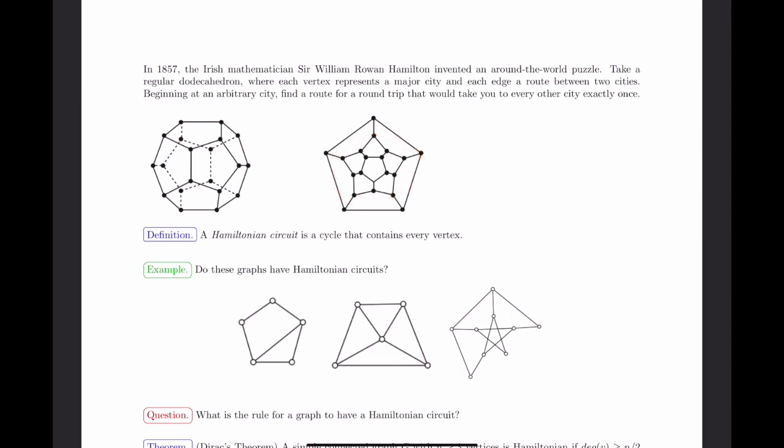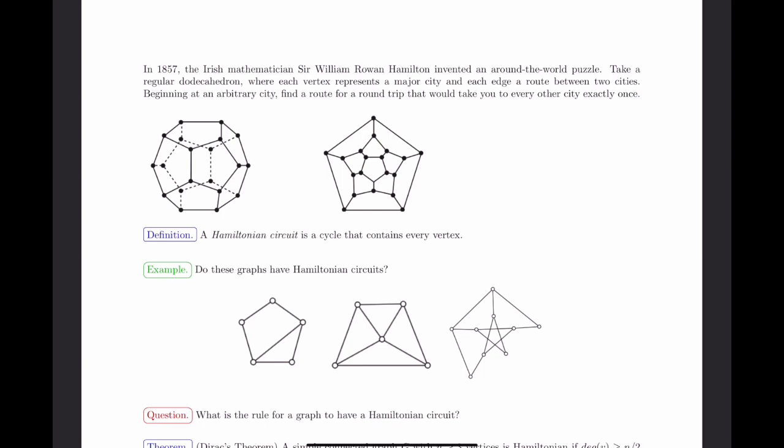So the puzzle was that every vertex represents a major city in the world, and every edge is a route between two cities. So you're no longer interested in going along every single road. What you are interested in is finding a route that goes through every city exactly once. Those things are now called Hamiltonian circuits, a cycle that contains every vertex, with Hamilton as their inventor. So here's the same graph. Both of these represent the same graph. Maybe pause a minute and see if you can find such a cycle in this graph.